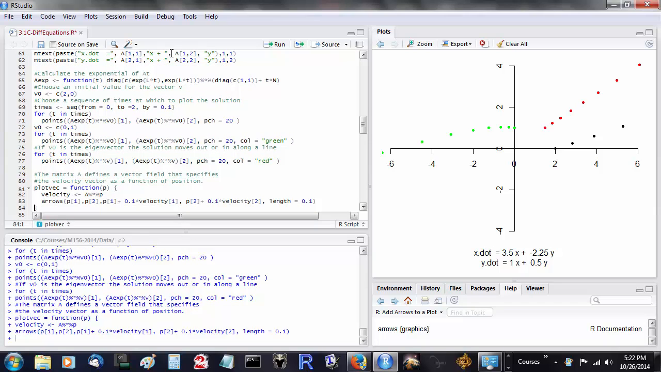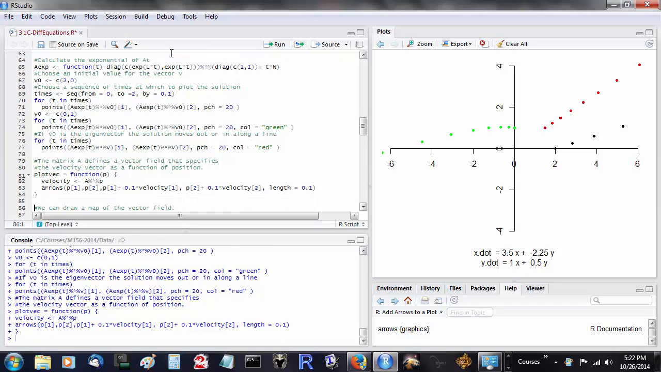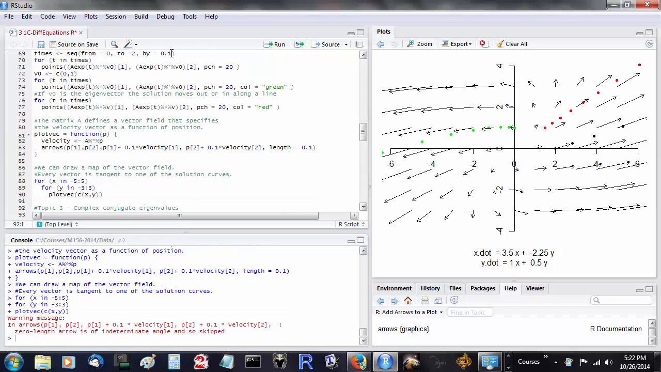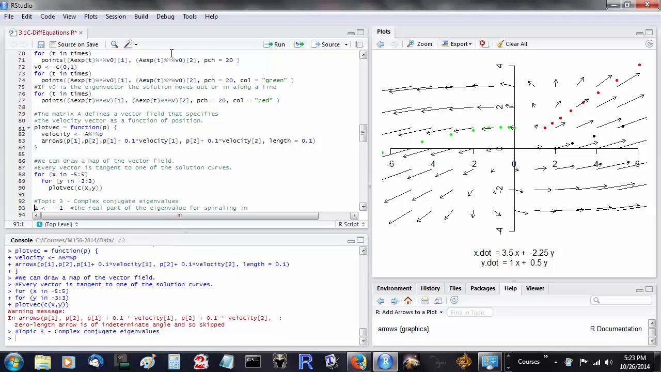As I did before, I can also plot the vector field and draw a pretty map of it. Well, what's left? What's left is complex conjugate eigenvalues.